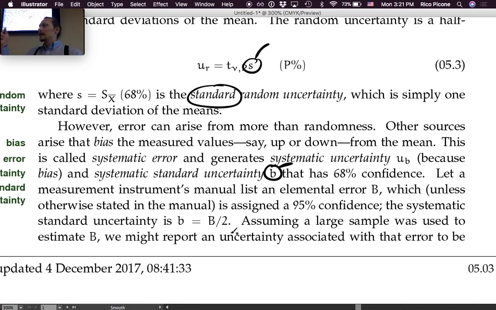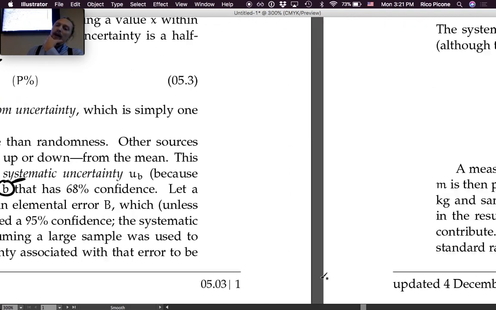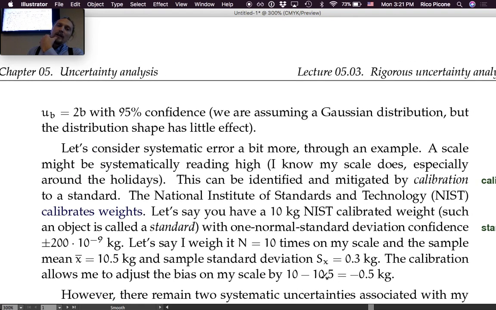So remember, the reason we care about that is we care about estimating nu, the degrees of freedom. And if the degrees of freedom is greater than 30, it's pretty much just a normal distribution, just a Gaussian. The t distribution just becomes the z distribution, the Gaussian distribution at that point. So assuming a large sample is used to estimate b, we might report an uncertainty associated with that error to be U_B equals 2b with 95% confidence. And we assume here a Gaussian distribution, but the distribution shape has little effect on the results.